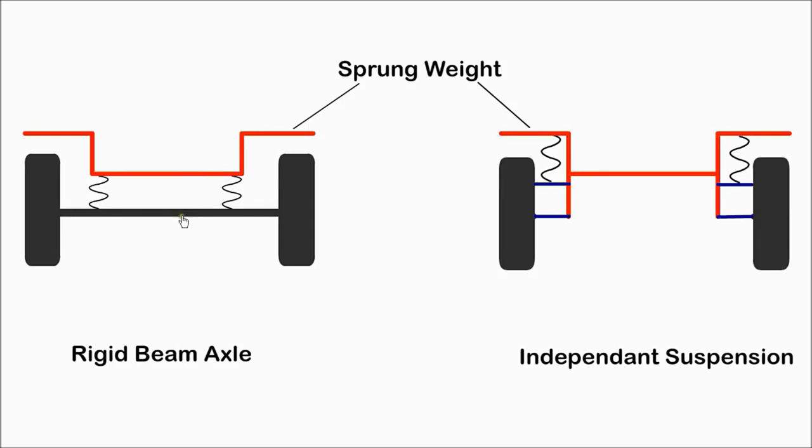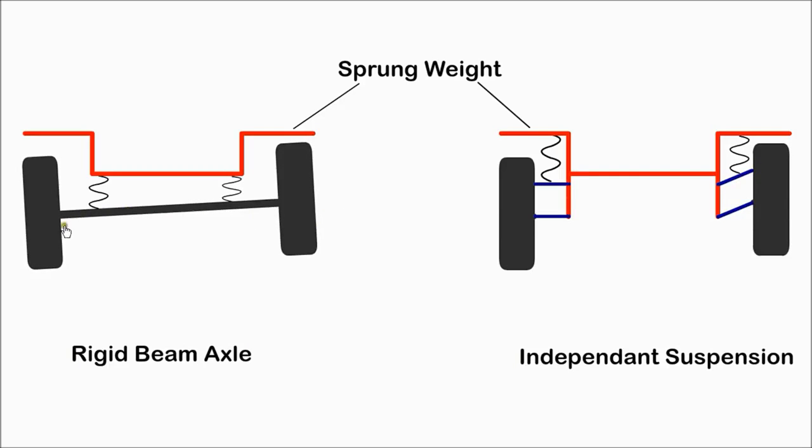A dead axle or rigid beam axle uses a single piece of metal sprung beneath the vehicle, which the wheels are attached to. It has high unsprung weight. Also, the up and down movement of one wheel will also affect the other side, reducing comfort for the occupants. However, they are strong and have good load-bearing capacity, suitable for trucks.